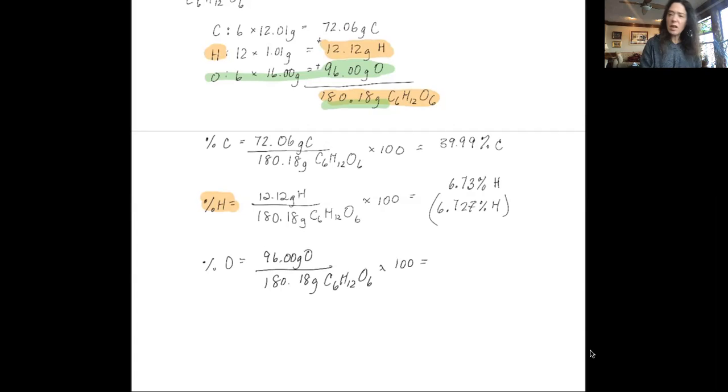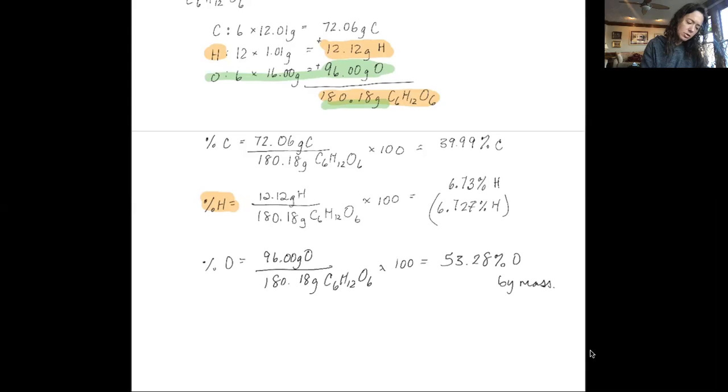96, this looks like it should be a little bit greater than half, right? Divided by 180.18 equals, times 100. Yep, that would be a 53.28% oxygen by mass.